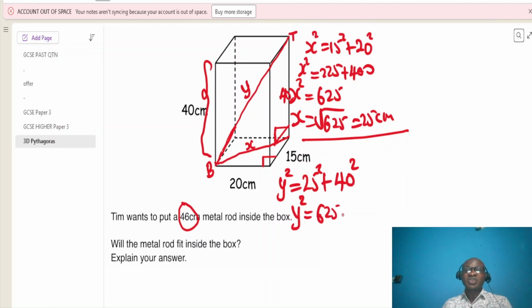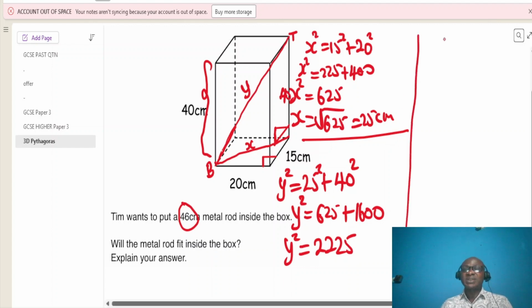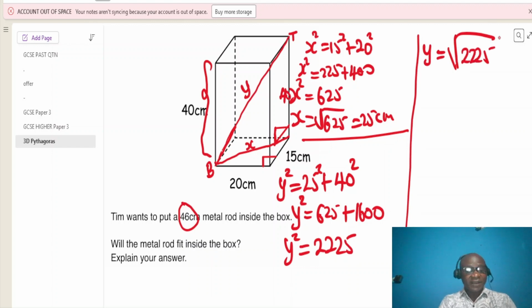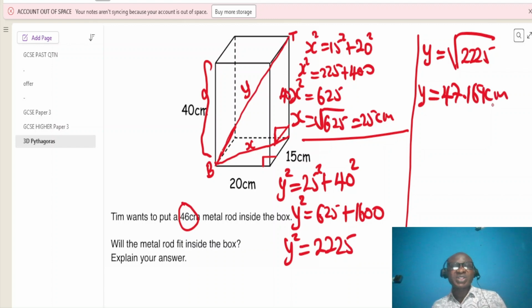25 squared is 625, and 40 squared is 1,600. Beautiful. If we add it, we are going to get y squared equals 2,225. That means the actual length of the diagonal, y, is the square root of 2,225. Okay, let's find it. The square root of 2,225 is equal to 47.169 centimeters.